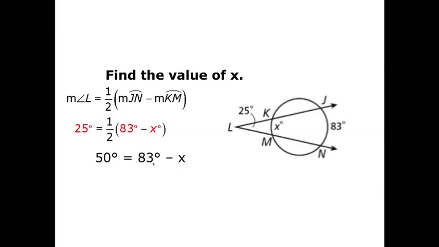Now what I'm going to do is 2 steps here. I'm going to subtract 83 from both sides, which is going to give me negative 33 equals negative x. So I'm just going to multiply both sides by -1, and then I'm going to have x as a positive 33. Okay. So 33 degrees for the measure of arc KM.